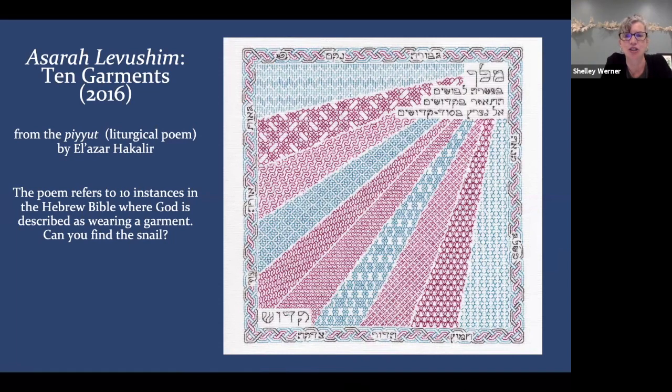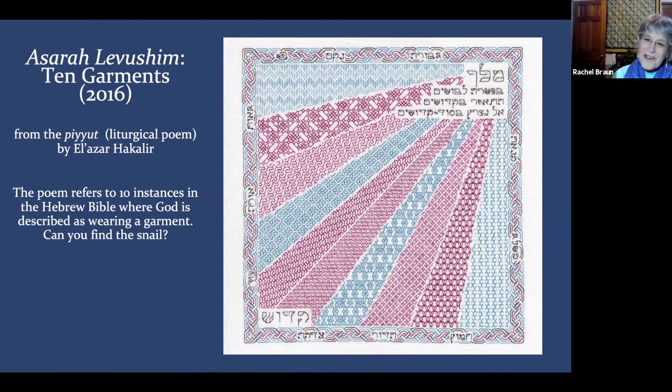What inspired you to do a piece that, in fact, references where God is wearing a garment? So this is another piyut from also, I think, 7th century. It's by Elazar HaKalir, who was a prolific paitan. And it's read in some congregations on the first day of Rosh Hashanah. And I like the melody for it. So before I ever thought of embroidering it, it has a certain melody.